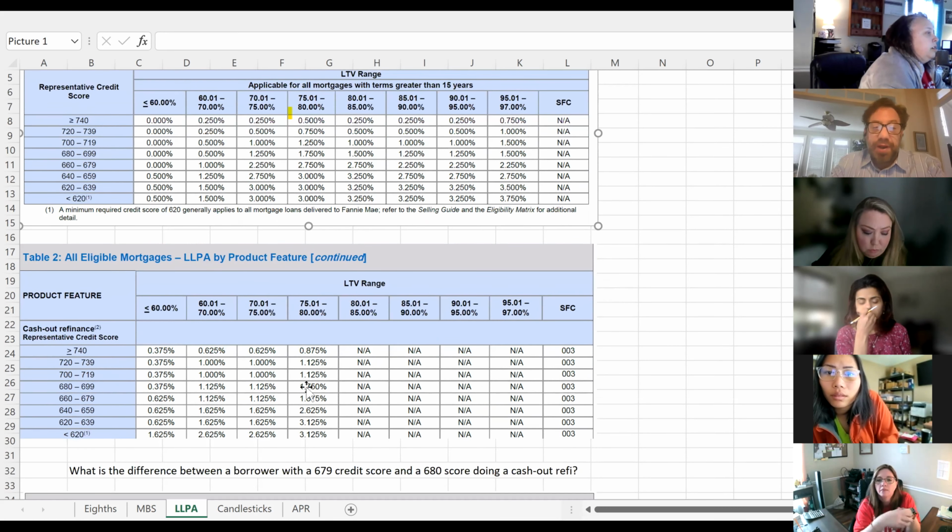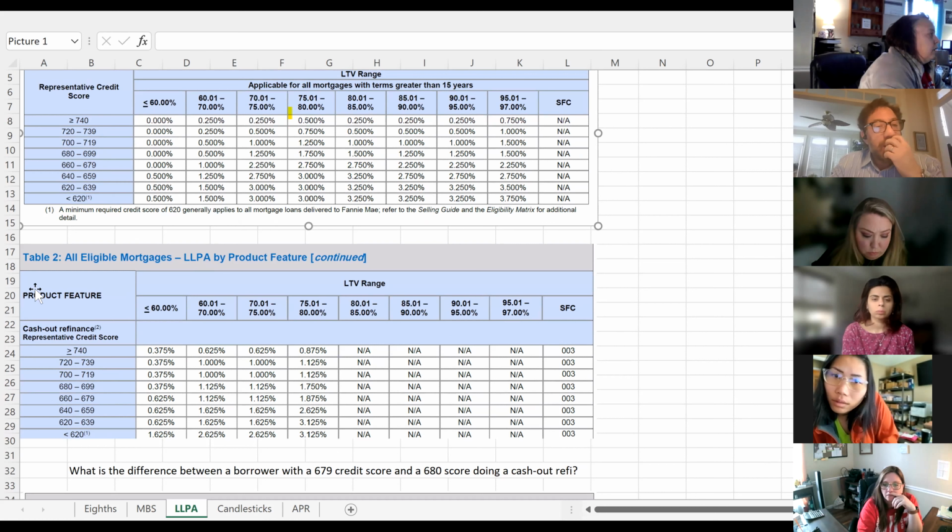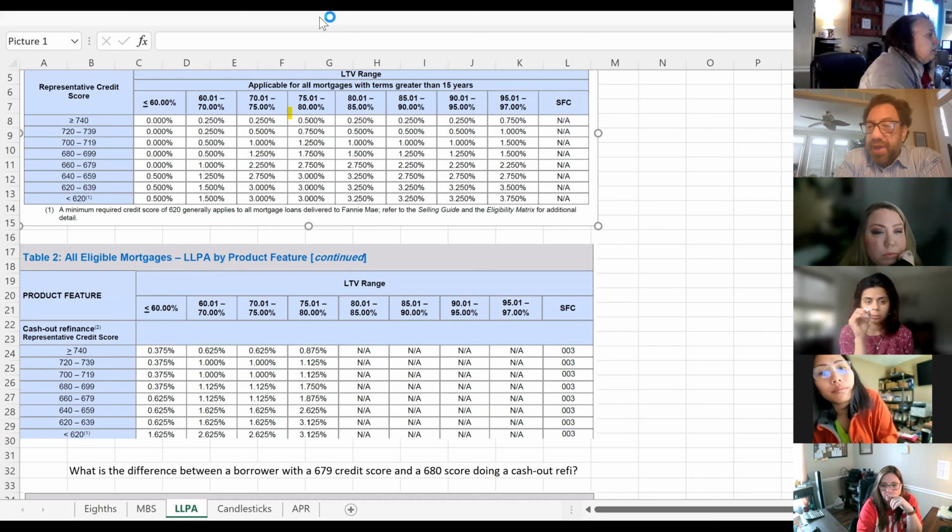The chart below it is for cash out. So if a borrower does a cash out refi, so Nitty, let's say I have a 740 credit score and I want to do an 80% cash out. Okay, we get those all the time. So what is my pricing hit going to be?